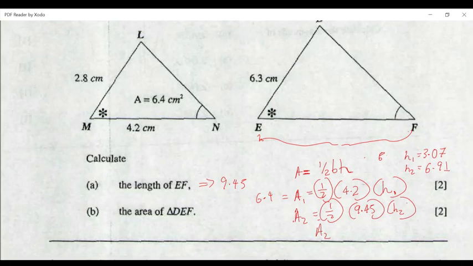Therefore, area 2, when you plug and chug, is 6.91 times 9.45 times 0.5. So the area is 32.64 centimeter squared. If you want to confirm this, 32.64 centimeters. You probably want to include your units when you're doing the actual exam.